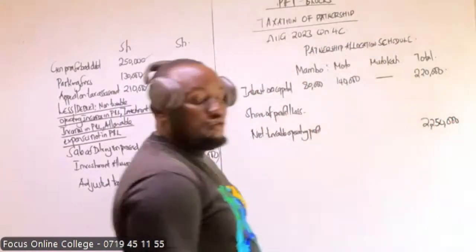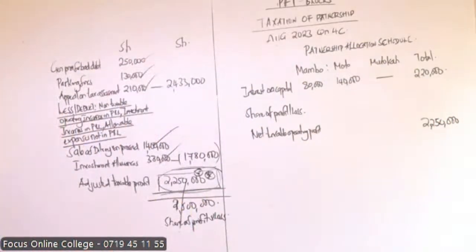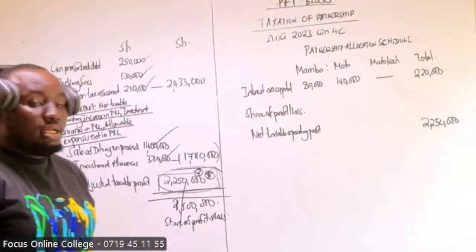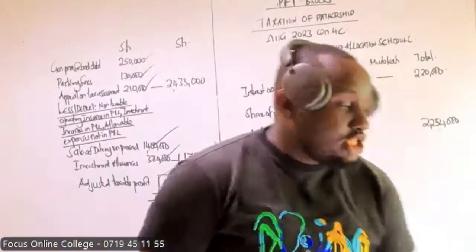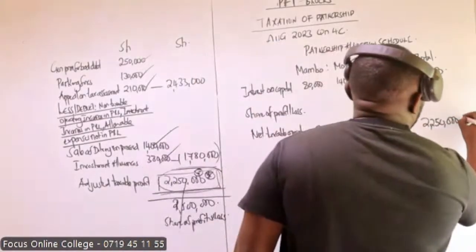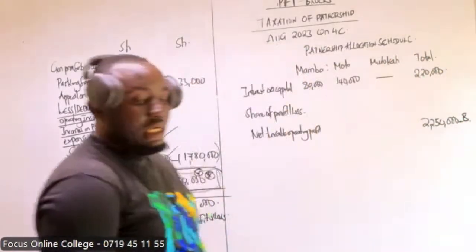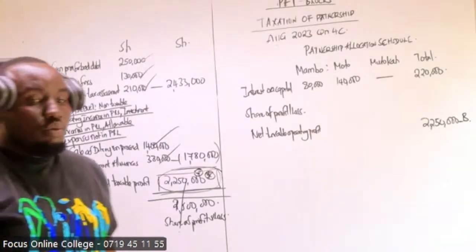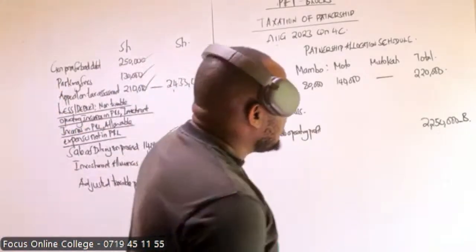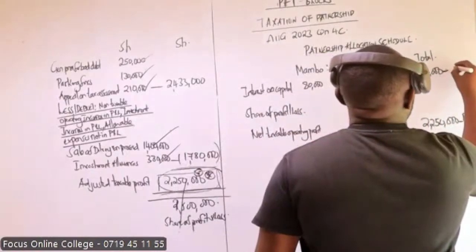Are we together? 2,250,000. Give me a yes if we are there. So this one we call it B. The next one, this one we call it A.